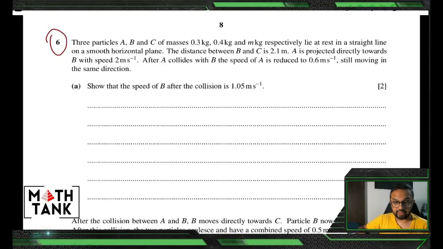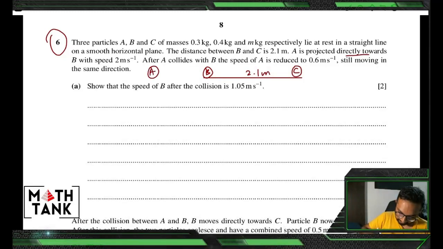It says 3 particles. Now this is an interesting question. 3 particles A, B, C of mass 0.3, 0.4 and m kgs respectively lie at rest in a straight line on a smooth horizontal plane. The distance between B and C is 2.1 meters. So that's B, and that's C, and that's 2.1 meters. A is projected directly towards B with a speed of 2. After A collides with B, the speed of A is reduced to 0.6, still moving in the same direction.